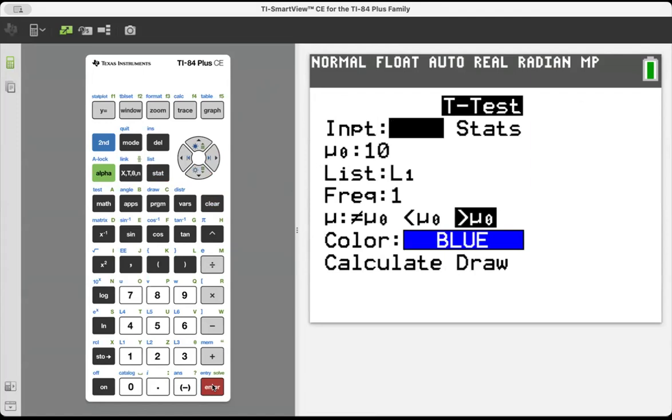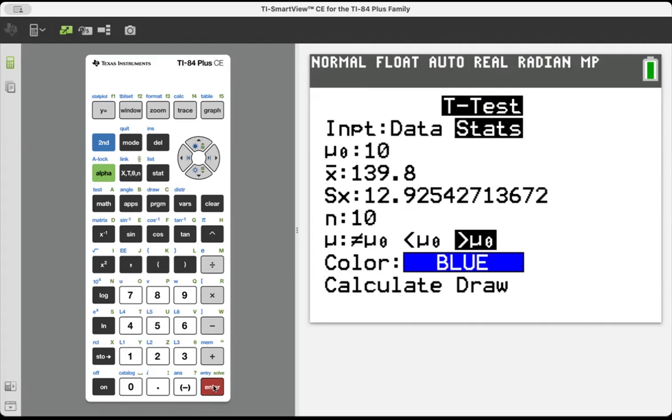And because we were not provided with raw data, we're not going to highlight data at the top here. We're going to go over to Stats and hit Enter. When data is given to you in the form of a list of numbers, you would use the data menu. But because we were given our statistics, we're just going to hit stats.